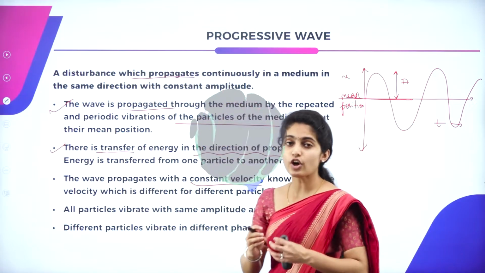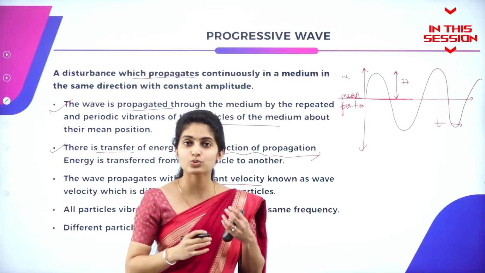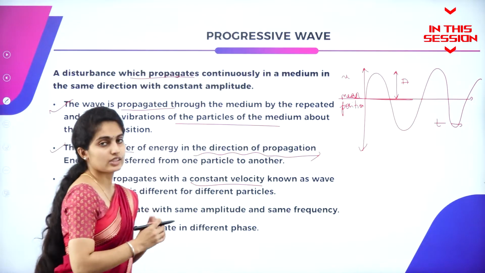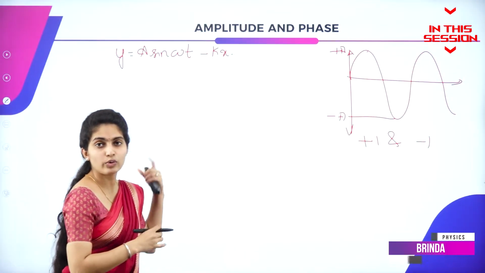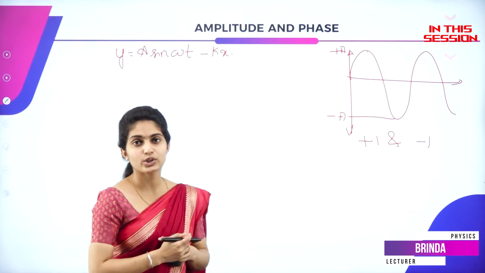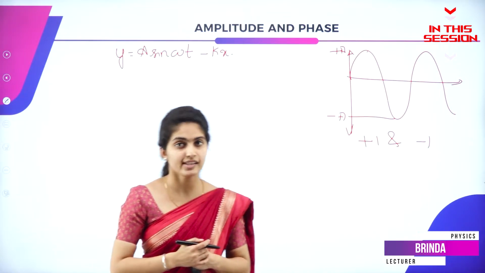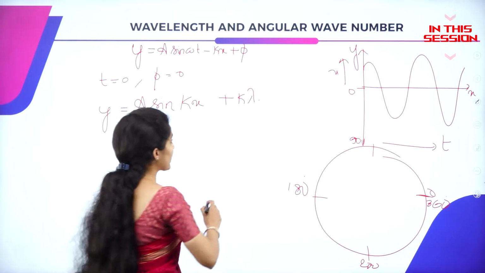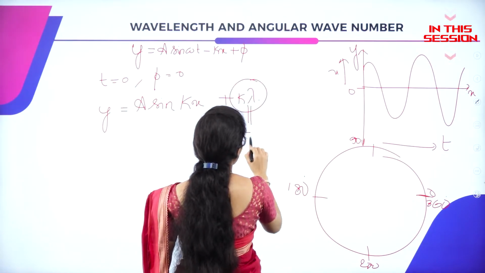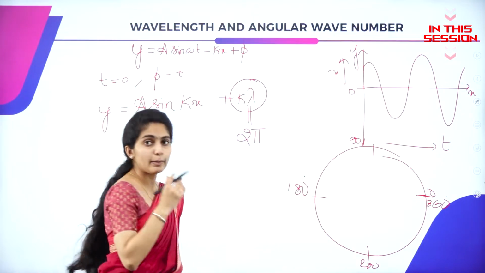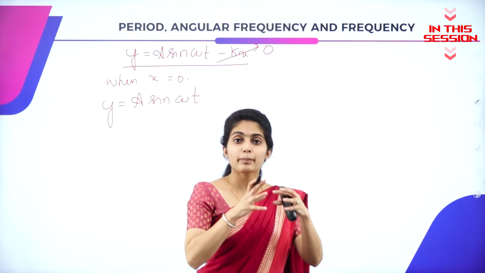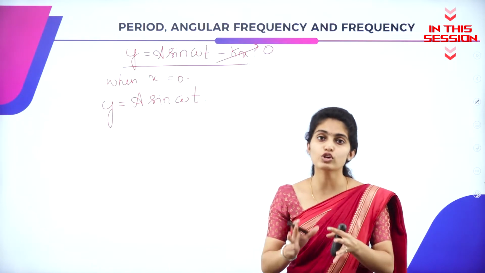The velocity of the wave, when the amplitude is constant, is also said to be constant. We have the displacement equation y = a sin(ωt − kx). kλ is considered as 2π because after every 2π, it changes to the same value. So what is the period of oscillation? It is the time taken by a particle to complete one full oscillation.